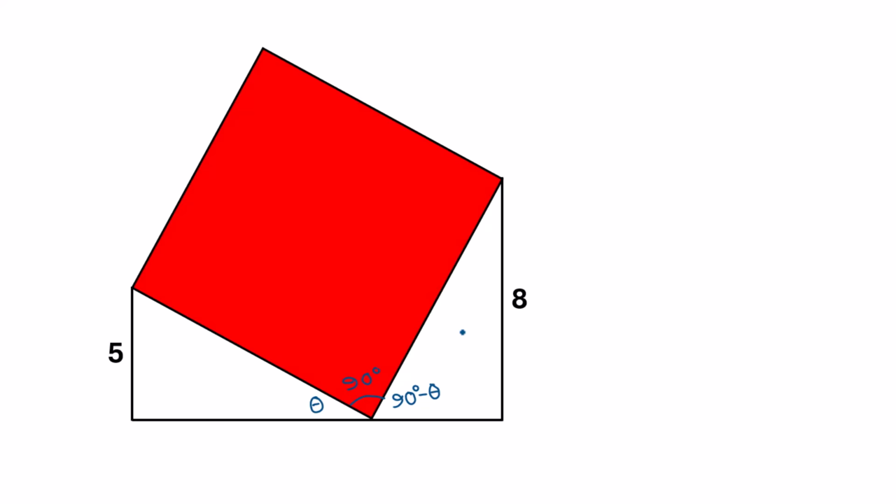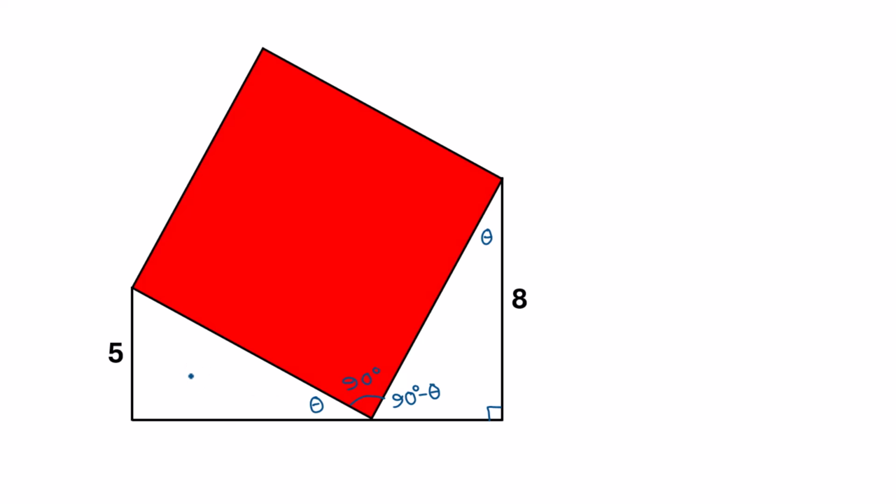Now look at this right angle triangle. As this angle is 90 degrees and this angle is 90 degrees minus theta, the sum of these two angles will be 90 degrees. Now this is 90 degrees minus theta, so this angle will be theta, because adding this negative theta and this positive theta will cancel and it will be 90 degrees.